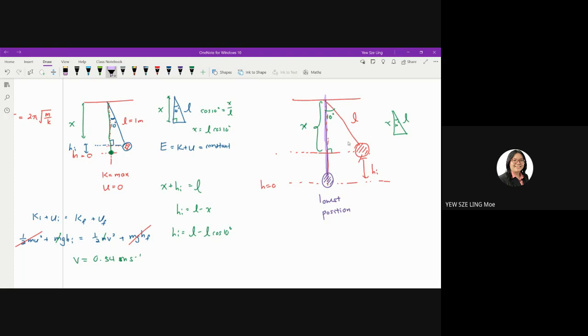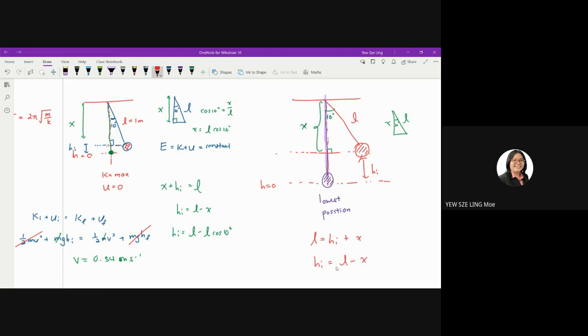Sebab pendulum, your pendulum is swinging. When it's swinging, the length of the pendulum is fixed. So the length there is still 1 meter. Just that now it's located at a different position. So based on the diagram, I know that L is equal to HI plus X. Okay, so nak kira HI, the initial height, HI is equal to L minus X.